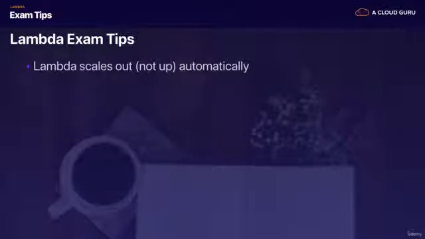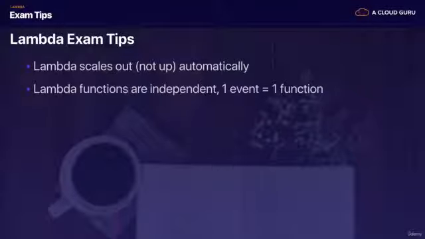So onto my exam tips. Just remember that Lambda scales out, not up, automatically. So if you have 5 invocations, it's going to scale out to 5 different Lambda functions being executed at the same time. Remember that Lambda functions are independent, so one event equals one function.